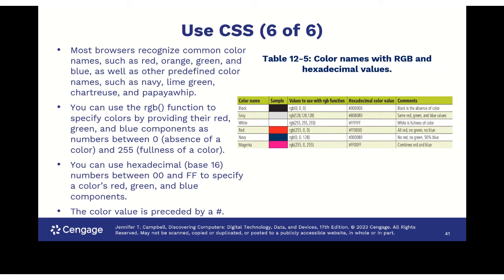Most browsers recognize common color names such as red, just as we were passing along. You can use the RGB function to specify colors by providing their red, green, and blue components. You can use the hexadecimal color value as well. The color value is preceded by a hash sign.